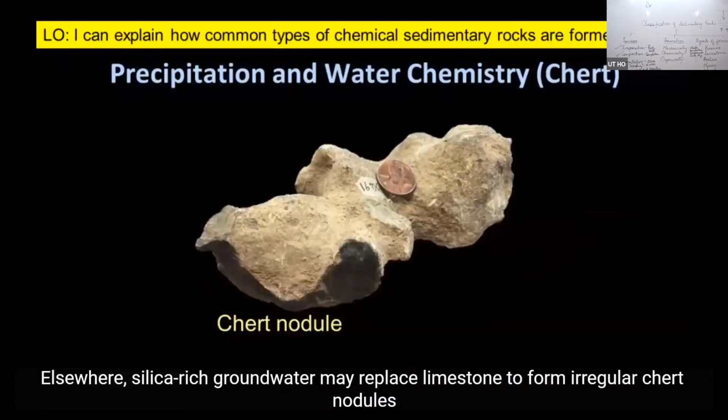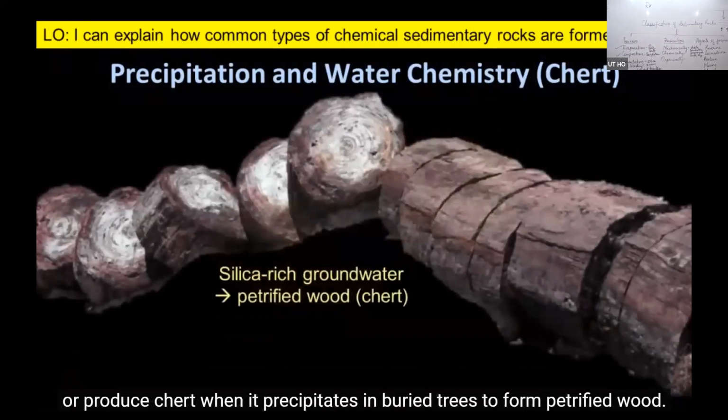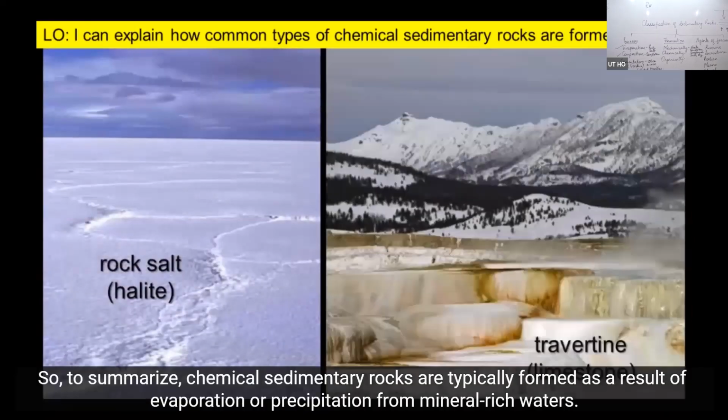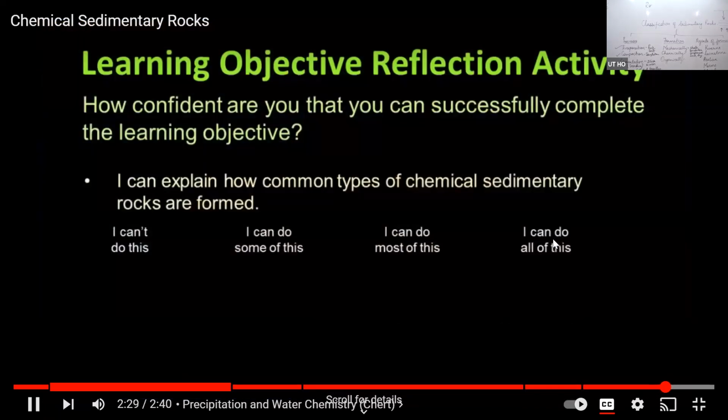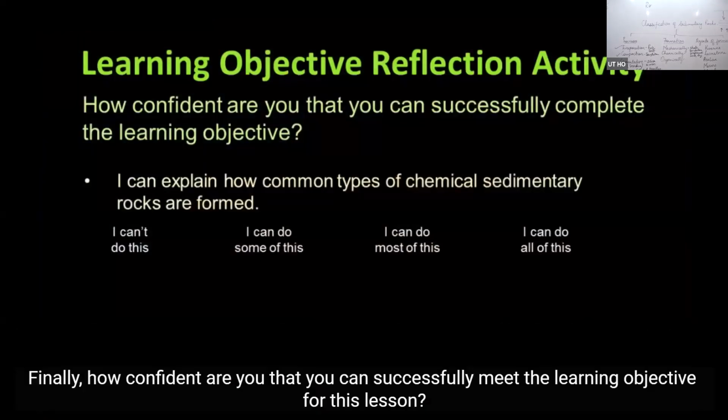Elsewhere, silica-rich groundwater may replace limestone to form irregular chert nodules or produce chert when it precipitates in buried trees to form petrified wood. So to summarize, chemical sedimentary rocks are typically formed as a result of evaporation or precipitation from mineral-rich waters. Finally, how confident are you that you can successfully meet the learning objective for this lesson?